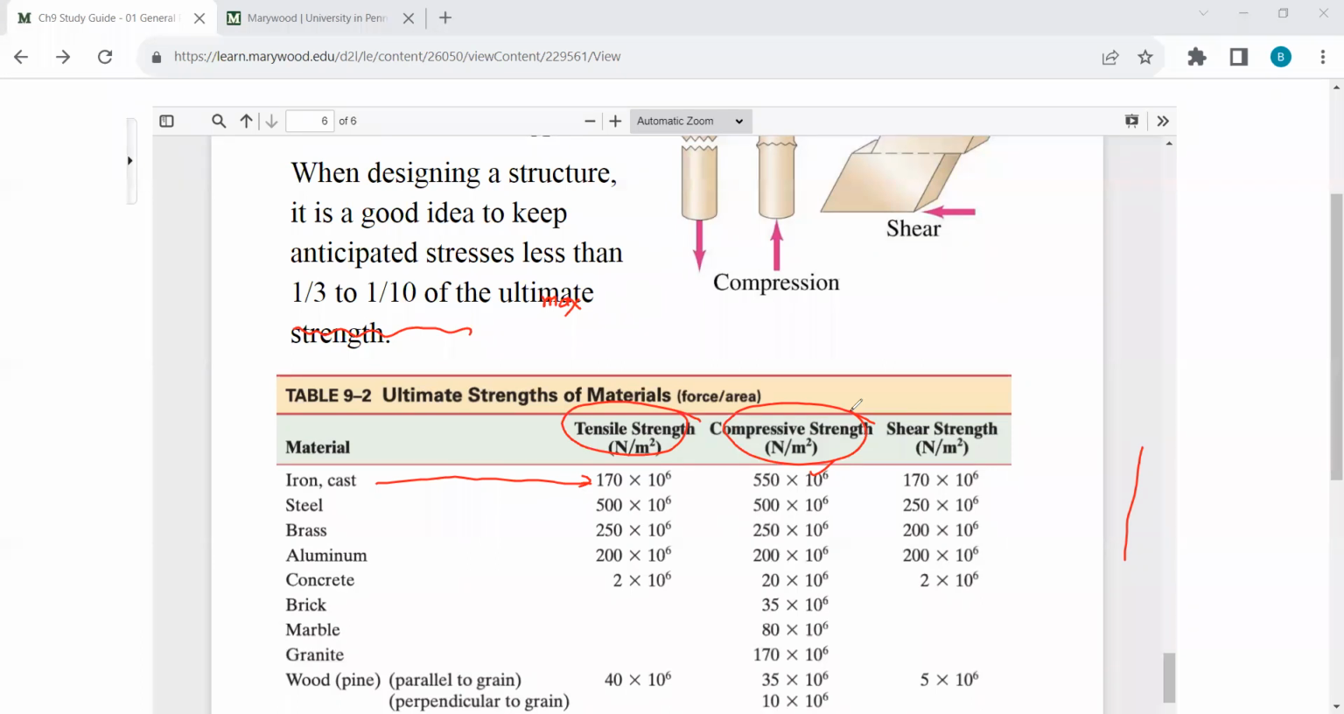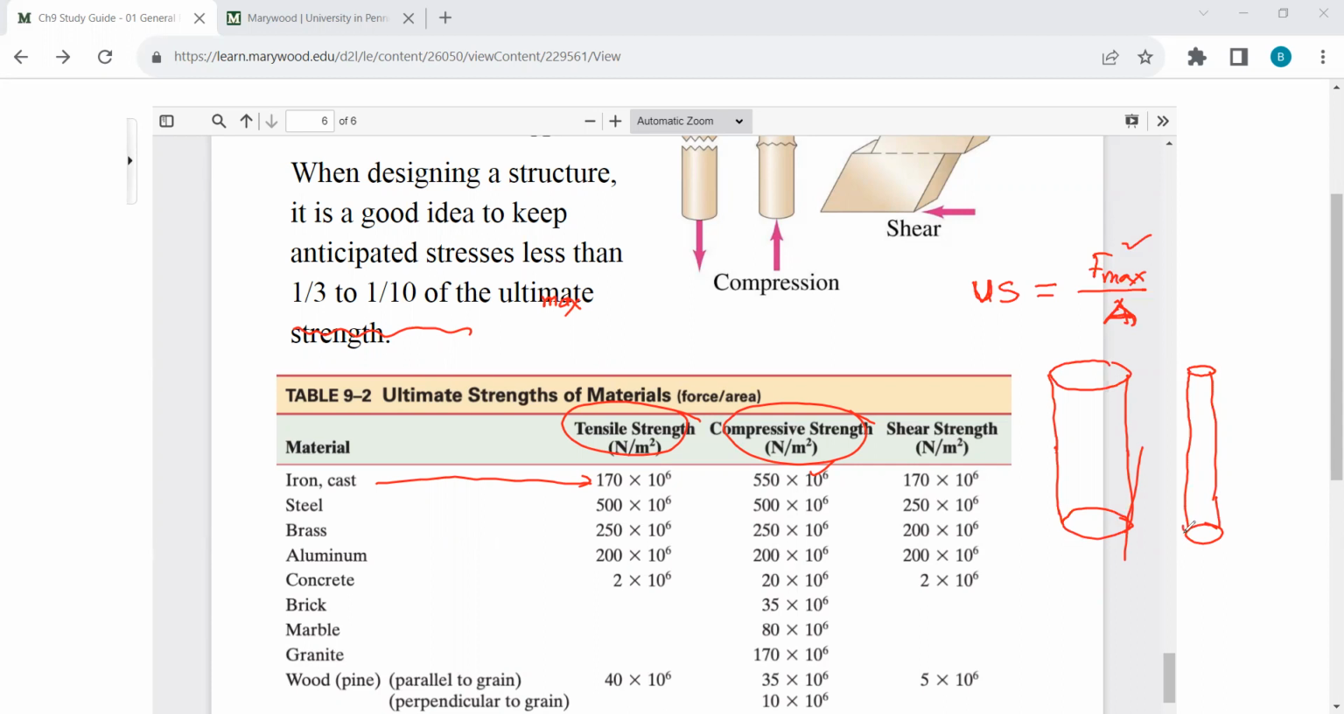On top of that, it also depends on the cross-sectional area. So ultimate strength, let me call it U, is equal to maximum force over cross-sectional area. That tells us that for different cross-sectional areas, the maximum force will be different. For example, let's say we have two rods, one is like this, and one is like this. They are made of the same material and have the same length.